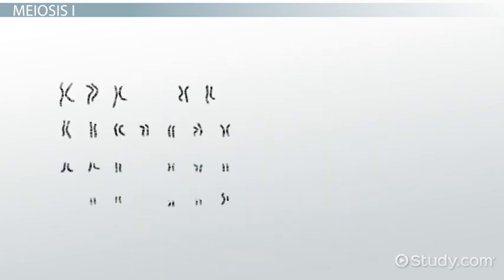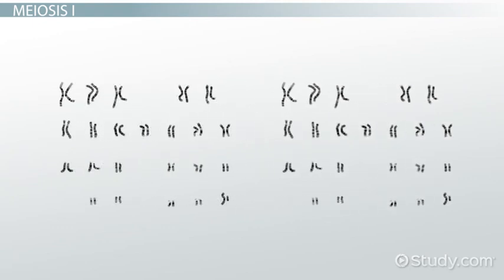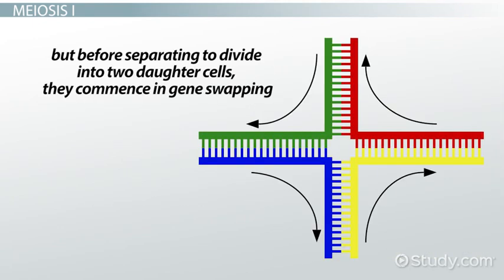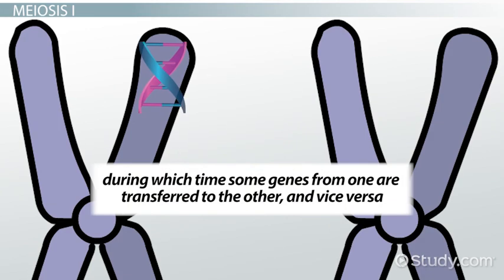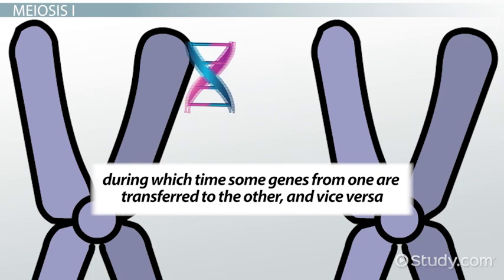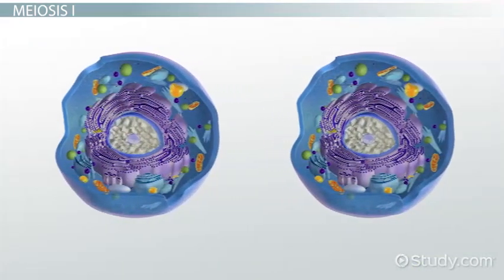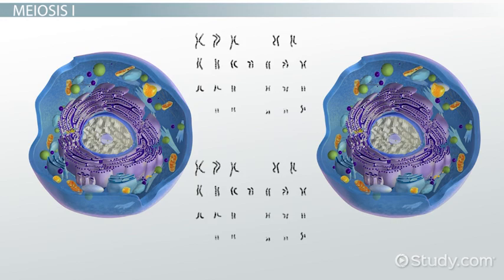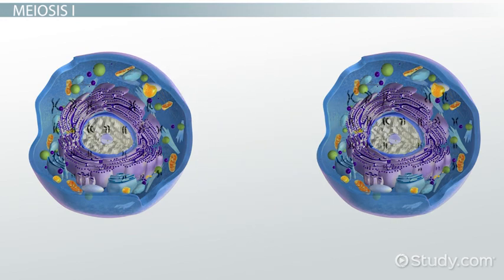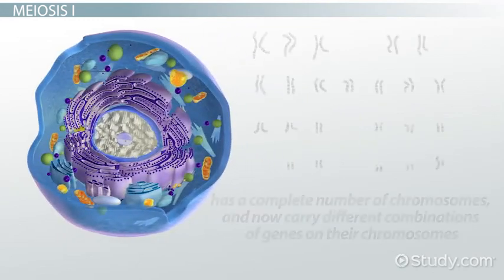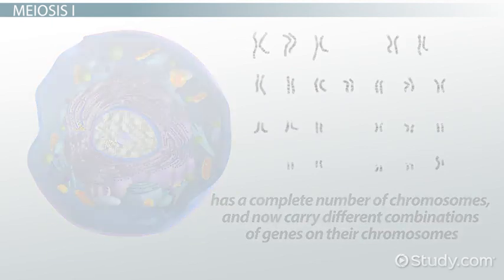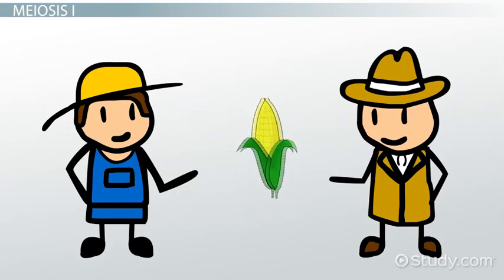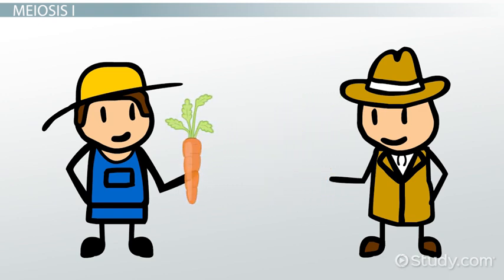The 46 chromosomes are duplicated, now 92 total chromosomes, just like during mitosis. But before separating to divide into two daughter cells, they commence in gene swapping. The chromosomes are essentially squashed together, during which time some genes from one are transferred to the other and vice versa. When the cells divide after crossing over has occurred, the 92 chromosomes are distributed in half, with 46 going to each of the two daughter cells. Each daughter cell has a complete number of chromosomes, and now carry different combinations of genes on their chromosomes.